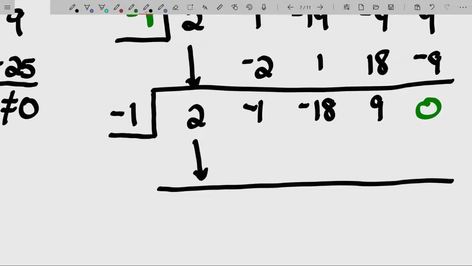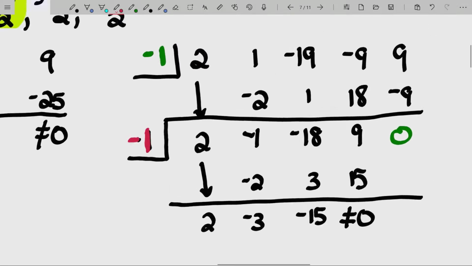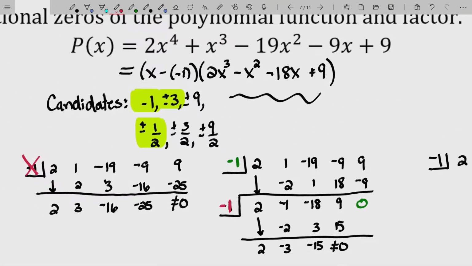Bring down the 2. 2 times a negative 1 is a negative 2. Add those up. That's a negative 3. Negative 3 times negative 1 is 3. Add those up. That's a negative 15. I can tell you it's not going to work. Negative 15 times a negative 15 is a positive 15, and that is non-zero. So I know that negative 1 is not a zero of multiplicity 2. So I'm done with the negative 1s.